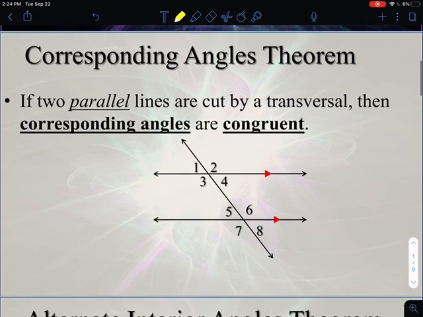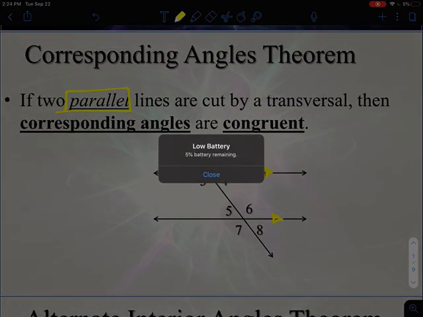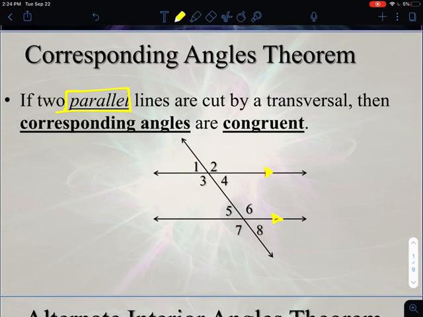So we start with our corresponding angles. Now again, the main idea here is that our lines are parallel to each other. So this only works when our lines are parallel, and we know that because these little arrow symbols on the lines are going to tell us that the lines are parallel to each other. So whenever you see those little arrow markings, they're telling you that you have parallel lines.